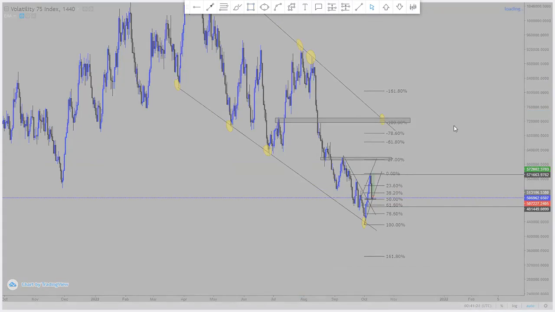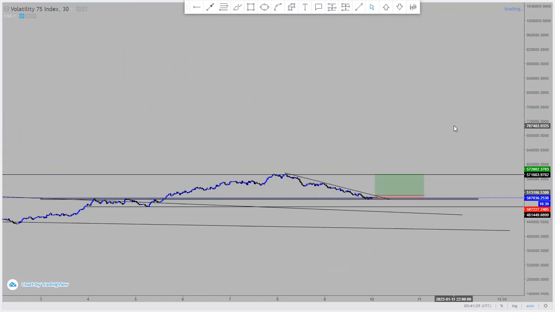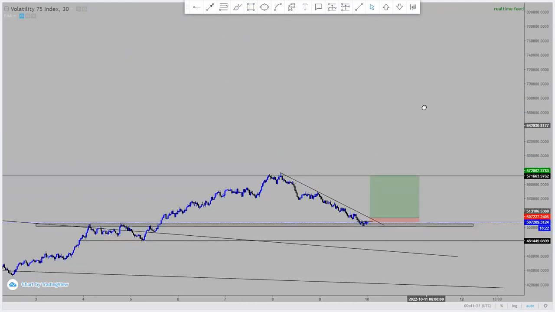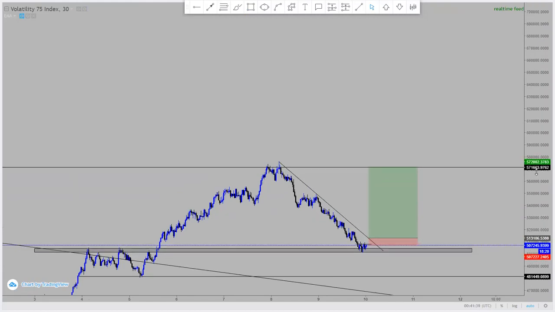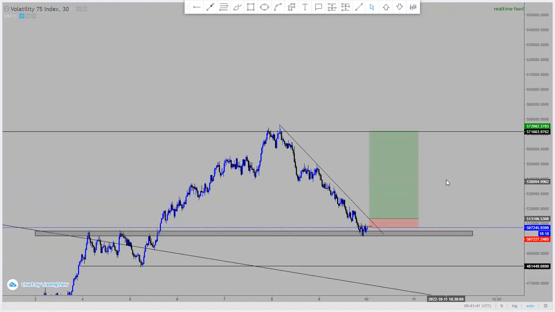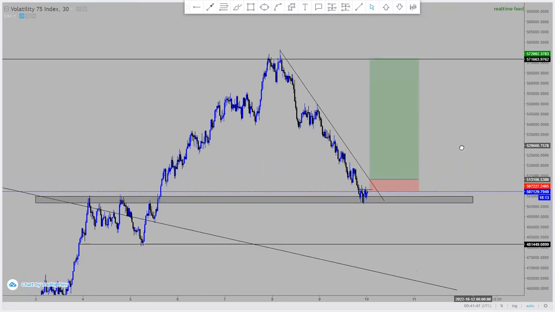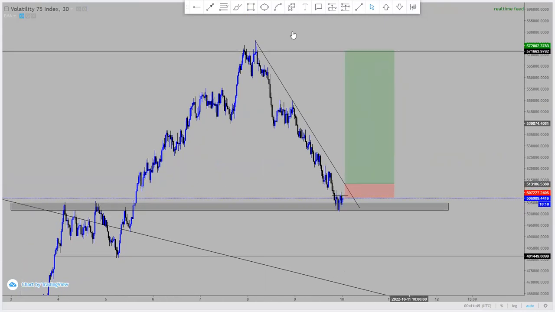That is what we are looking at for the volatility 75. So that trend line is a very, very key entry trigger. Once it's broken, one can actually consider entering their buy positions all the way. So that is what I'm looking at for VIX75.